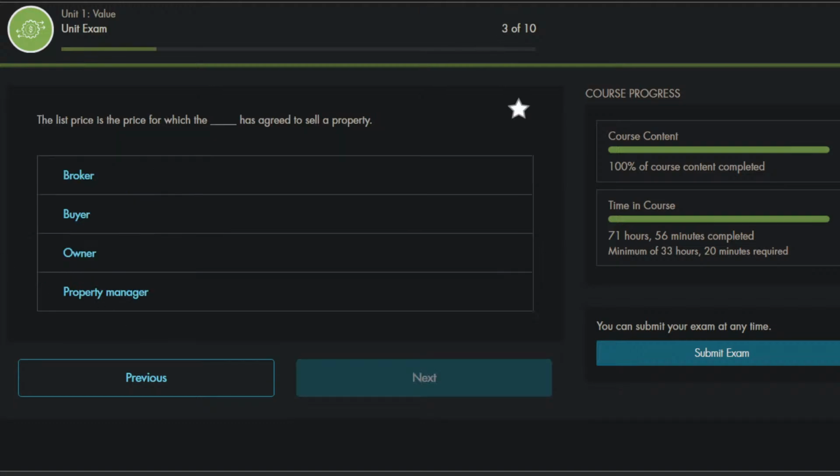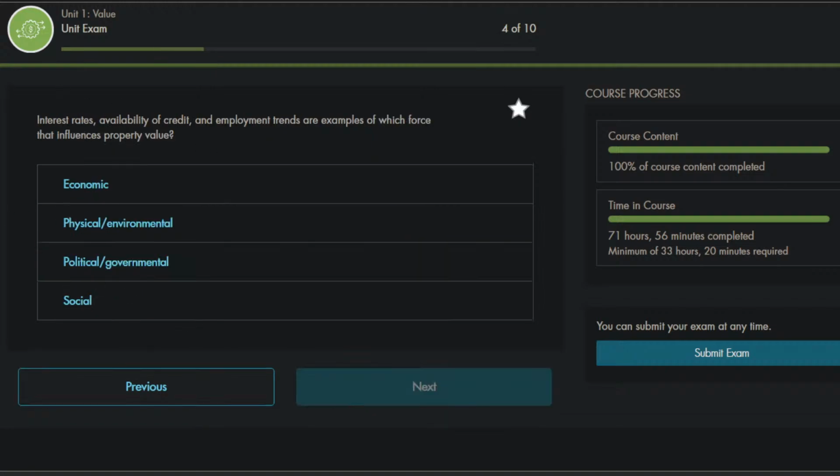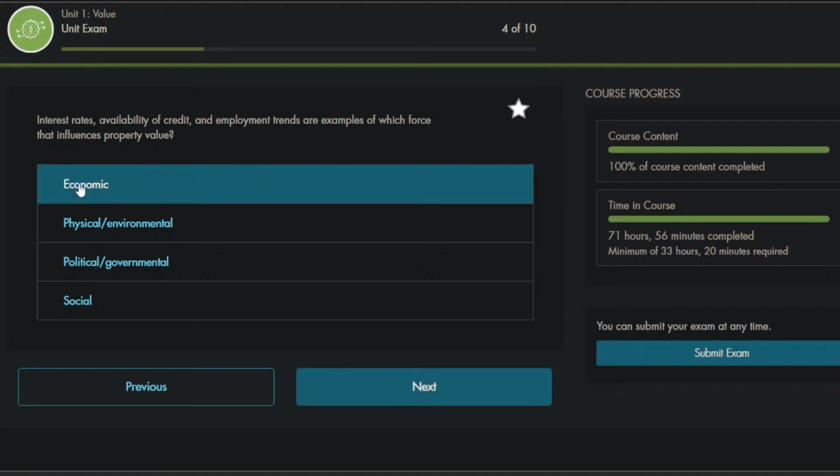Okay. The list price is the price for which the blank has agreed to sell a property. Owner. So some of these questions are very redundant, as you can see. Interest rates, availability of credit, and employment trends are examples of which force that influences property value. Okay, interest rates, credit, and employment. What are all of these? These are all economic, right? These are all economic forces.